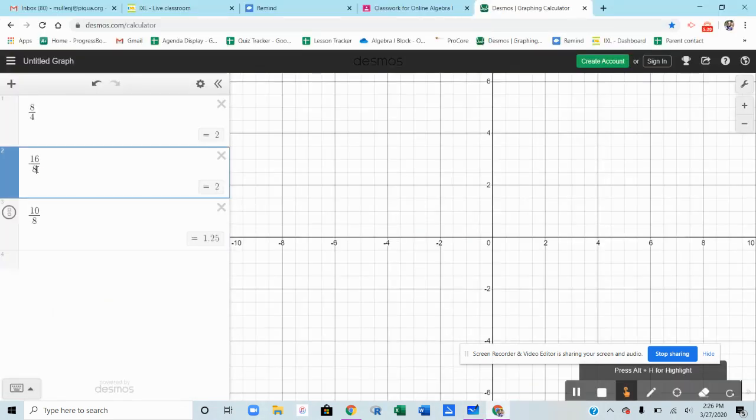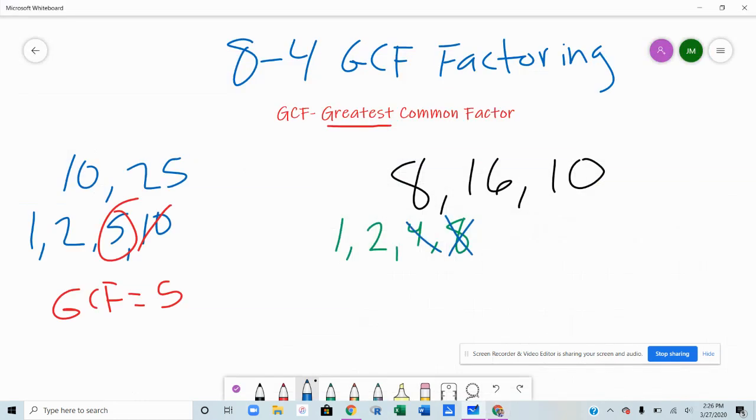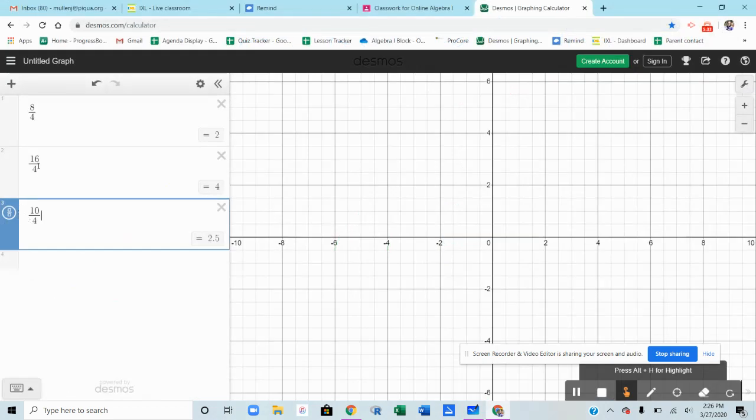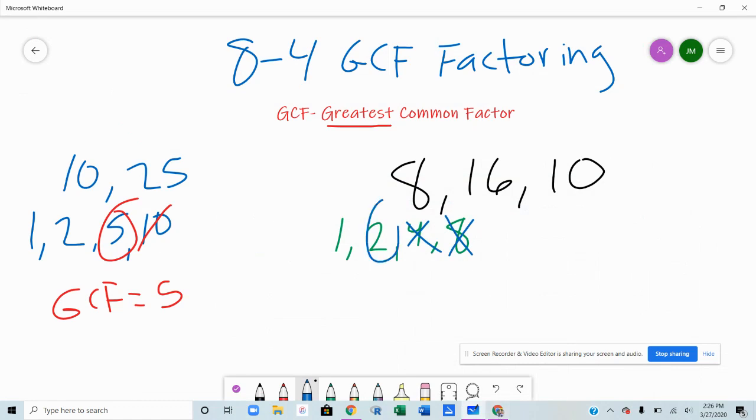You try 16 divided by 4, which works. So you try 10 divided by 4, which does not work. So once again, 4 is not the greatest common factor. Now you can try 2. 16 divided by 2 works. And that means you try 10. 10 divided by 2, and it works. Since 2 works for all 3 of them, they can all be divided by 2. That means your GCF is 2.